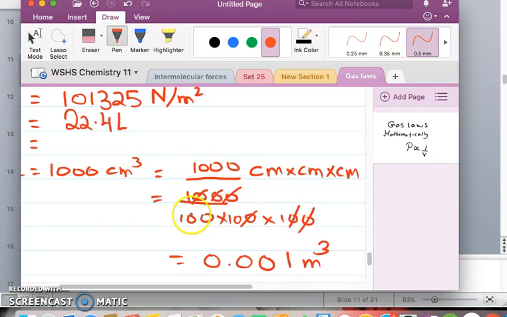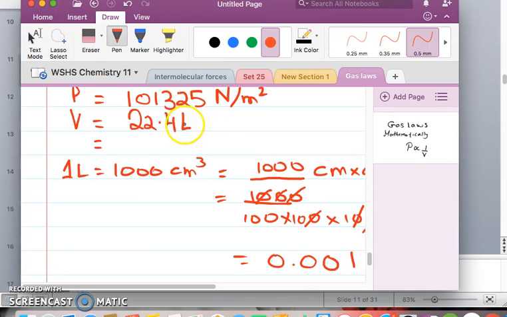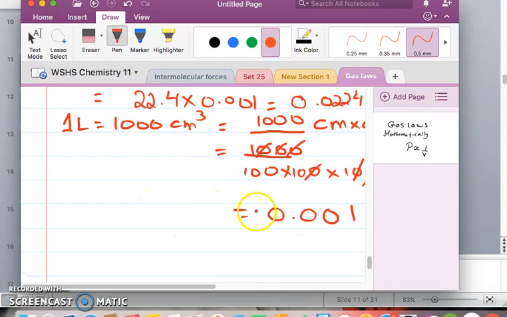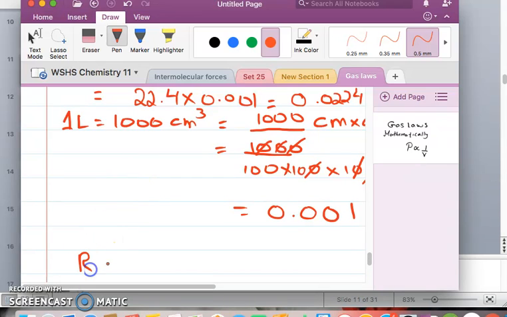All good? So our volume is actually, what would it be? 22.4 times 0.001, which can be written as 0.0224 meter cube. All good. Now, next step, how do I get the value of R? I know my pressure, which is 101325.